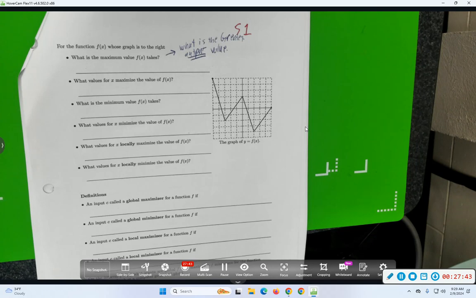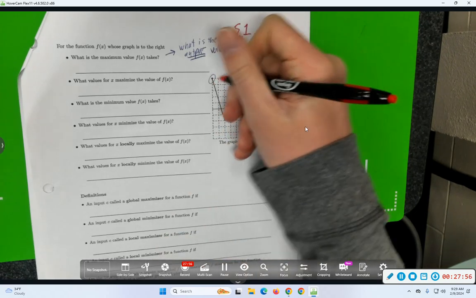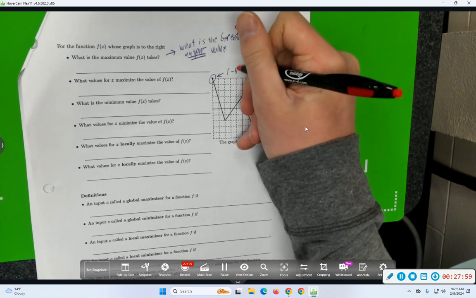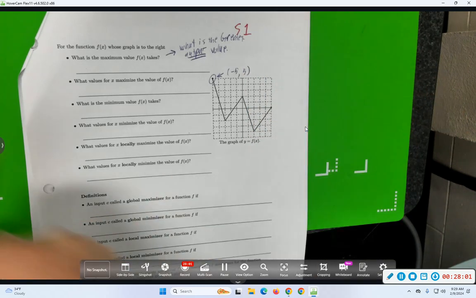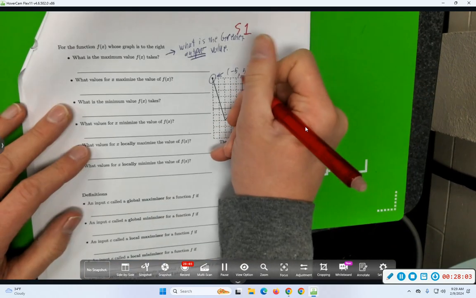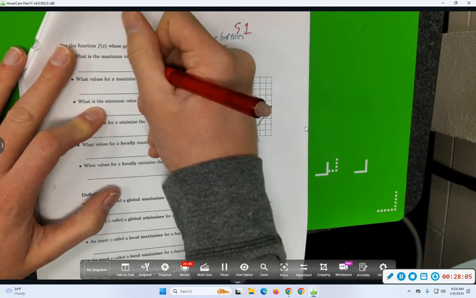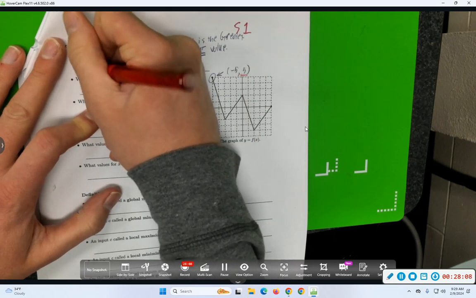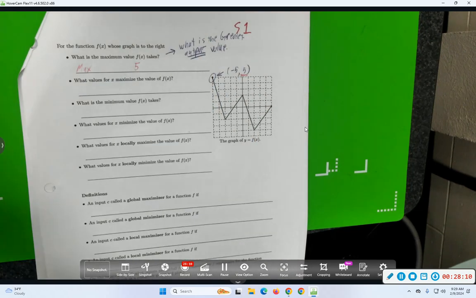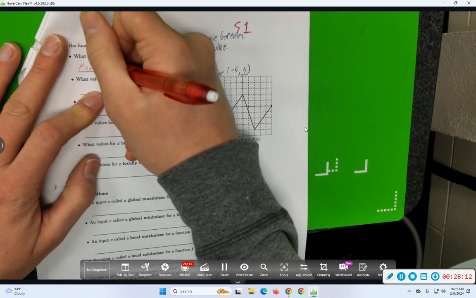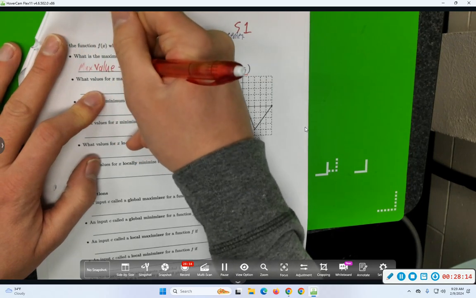So, you want what is the greatest output value? Output values on the graph are y values. So when you want to maximize a function, you're interested in what is the greatest y value on the graph. And the greatest y value you see seems to be at this point negative 5, 5. So what's the maximum value this function takes? It takes a max value of 5.